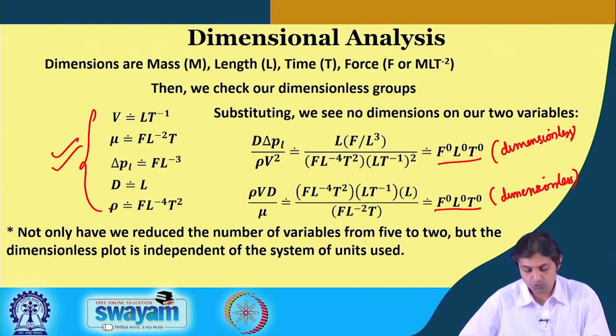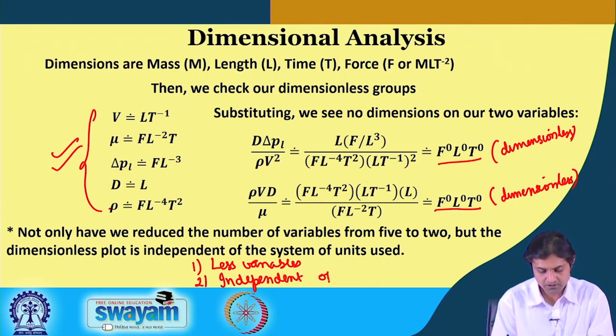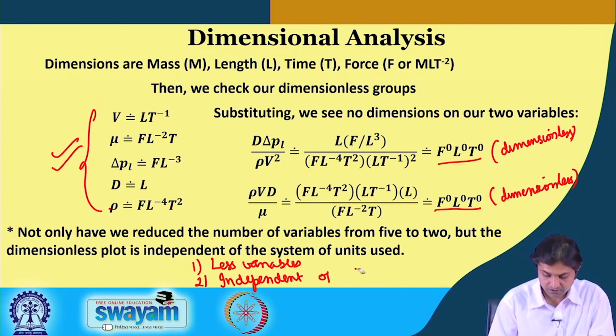So, the two advantages were less variables, and very important, that is independent of unit. These dimensionless groups are independent of units.